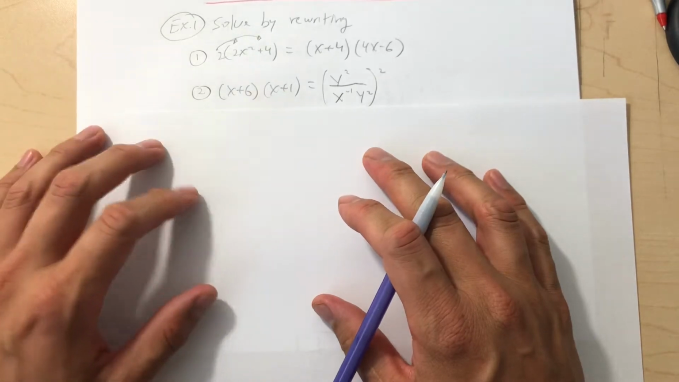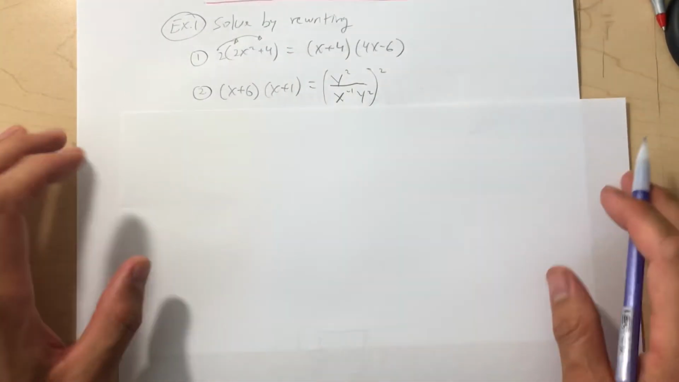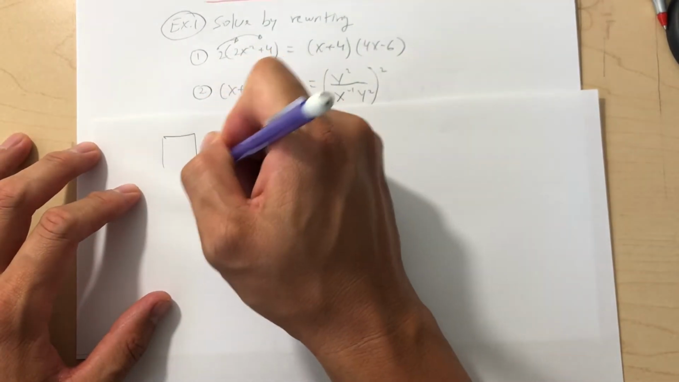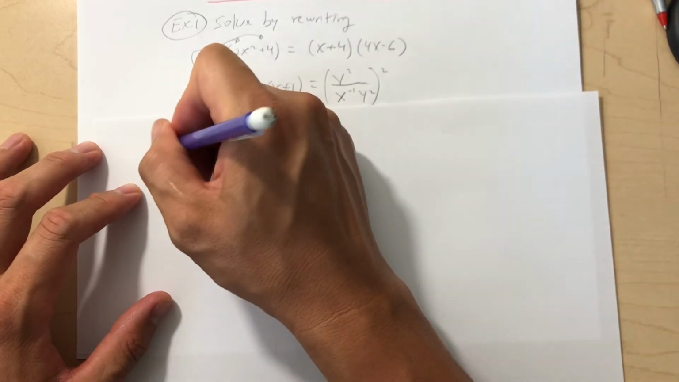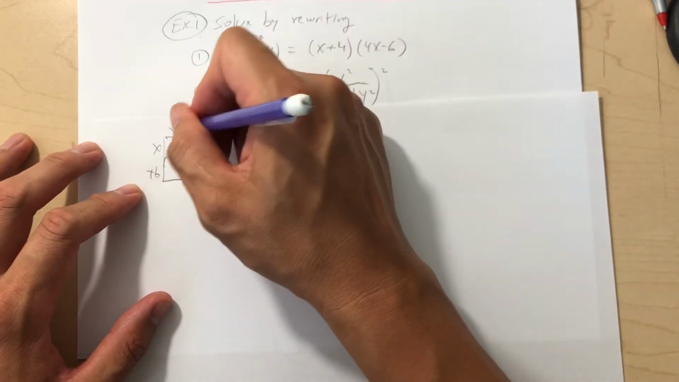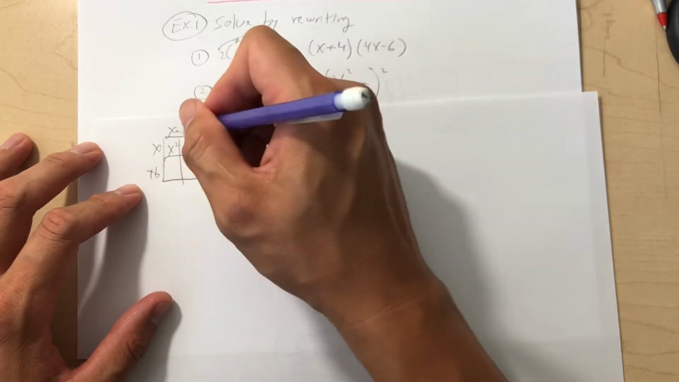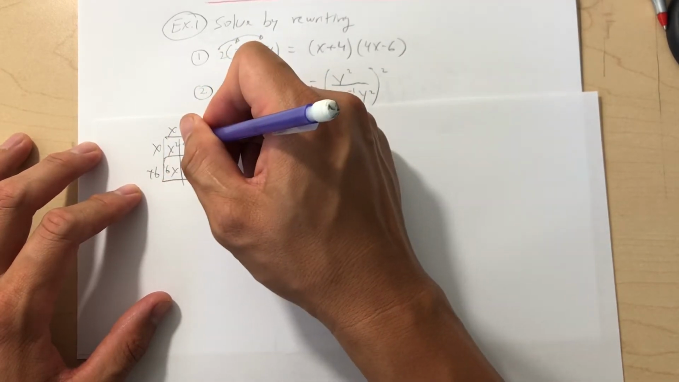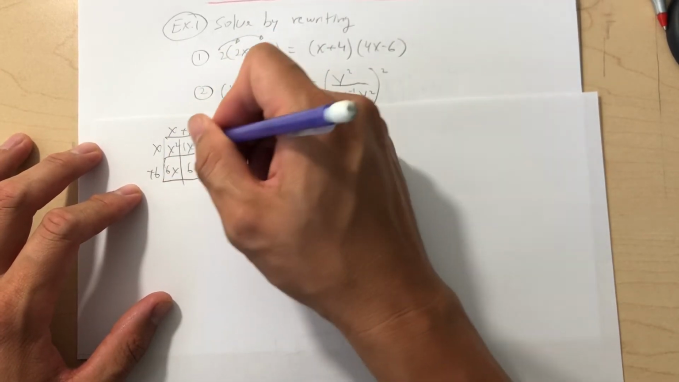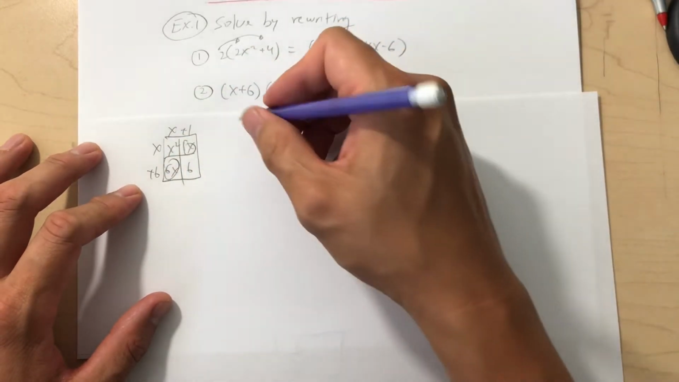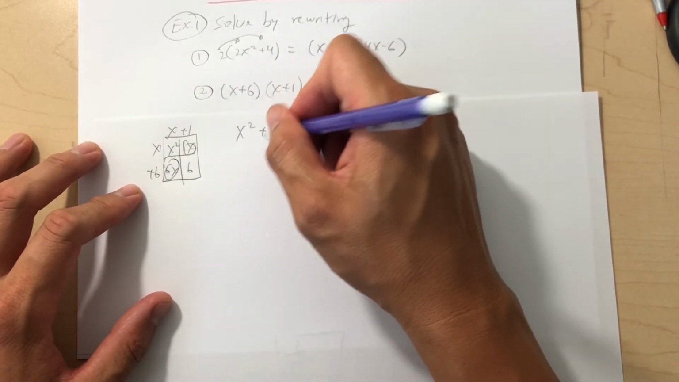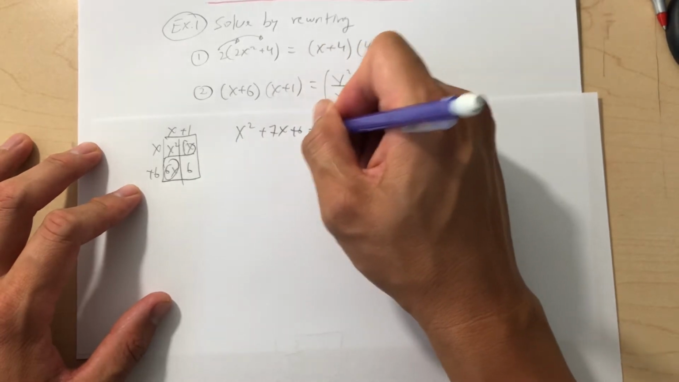All right, so this one, let's take a look. Same thing here. I'm gonna go ahead and do the area model. I'm gonna make some room here. All right, you get x positive 6, x positive 1. That gives me x squared, 6x, 1x, and 6. Collect like terms. I am going to have x squared positive 7x positive 6.